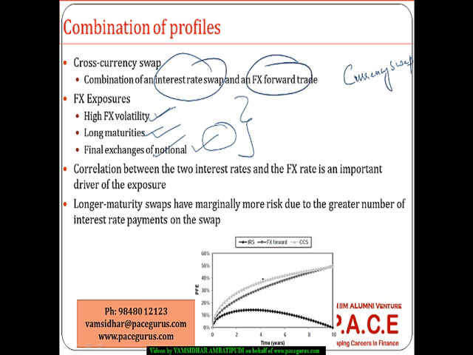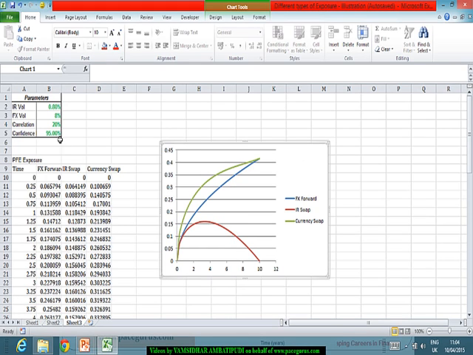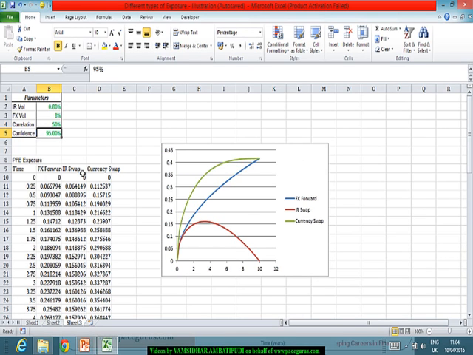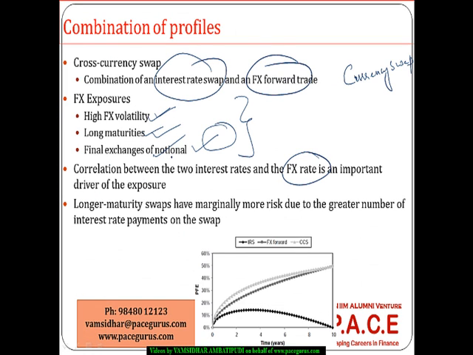Probably you see here more or less a similar kind of a picture is coming out. Correlation between the two interest rates and the forex rate is an important driver here. Now if I change the correlation, I see that the computations are differing, the gaps are widening, and if I am looking at, let's say, minus 0.5%, the gap is even more widening. So correlation plays a very important role in the process. And longer maturity swaps are having more risk. We have already discussed it due to the greater number of interest rate payments that are happening on the swap.